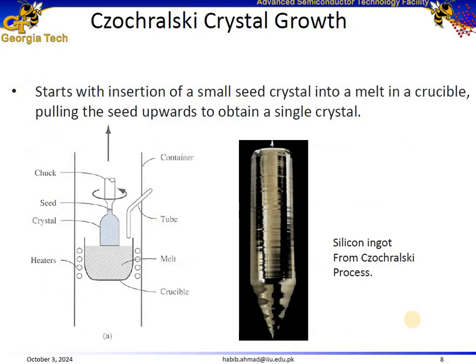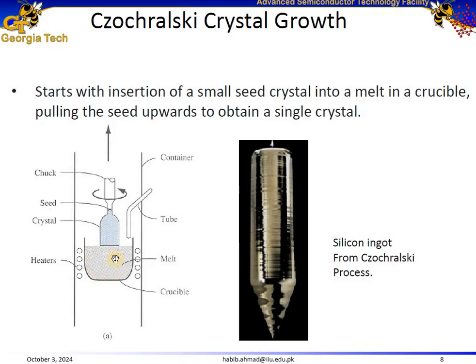Now, I'm going to explain the Czochralski crystal growth method. The Czochralski crystal growth process is a widely used method for growing single crystals, particularly silicon, which is essential in semiconductor manufacturing. Here is a breakdown of the process. It starts with a small crystal seed, as you can see indicated over here, which initiates the crystal growth. The seed crystal is dipped into a molten material contained in a crucible.